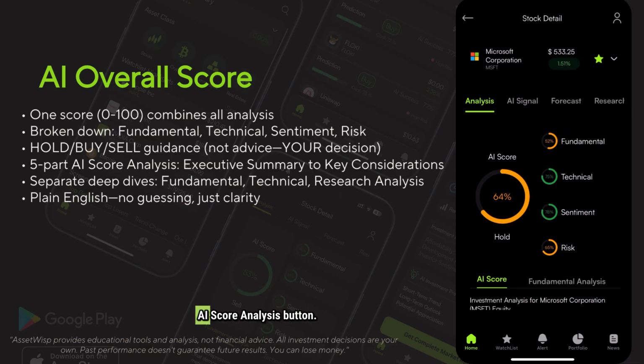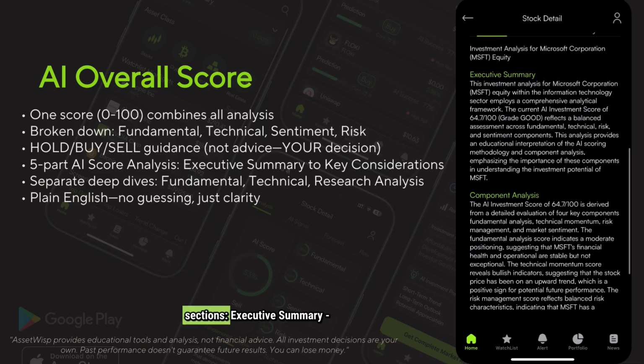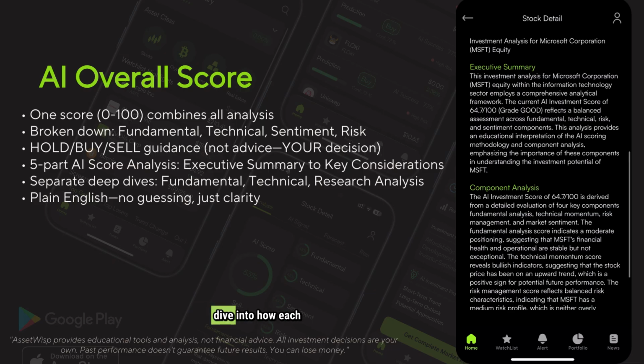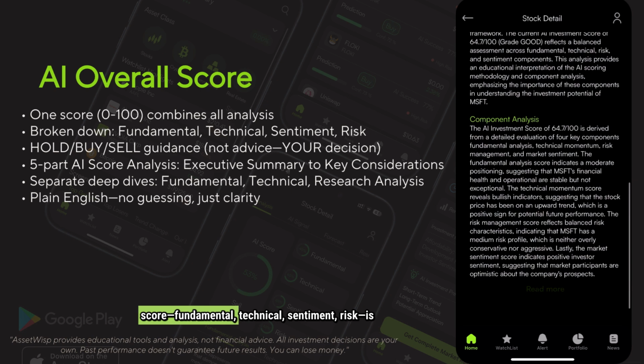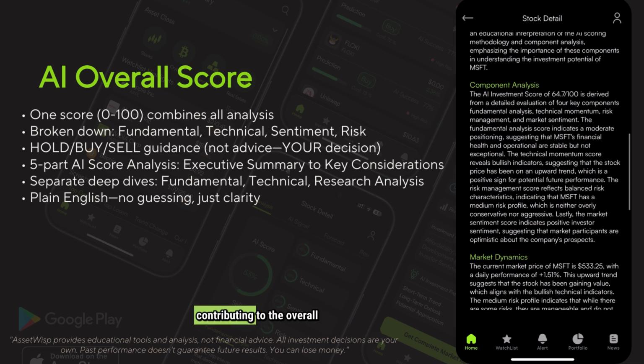Now tap on the AI score analysis button. This is where it gets really powerful. You get a complete breakdown with 5 key sections: executive summary, quick snapshot of what's happening with this stock right now, component analysis, deep dive into how each score, fundamental, technical, sentiment, risk, is contributing to the overall picture.